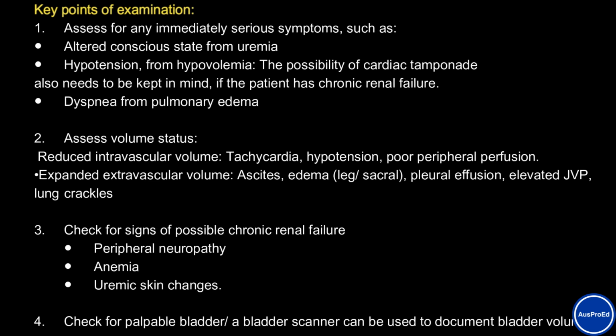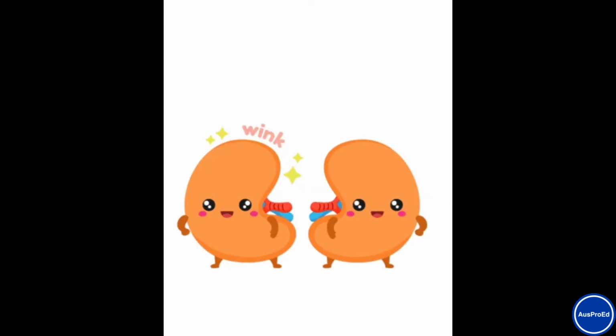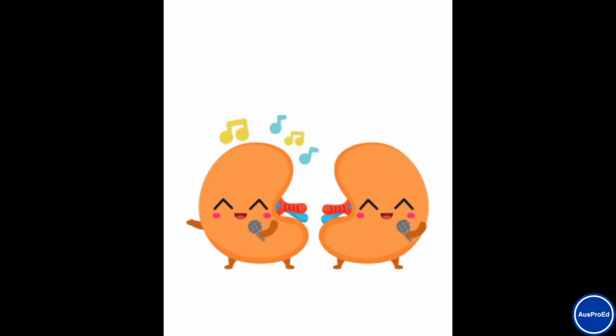And then look for the bladder, so check for a palpable bladder. In hospitals we've got bladder scanners, which we frequently use, so you can pick up the bladder scanner and use it to document the bladder volume. And finally, an IDC to establish the rate of urine output. So, acute versus chronic renal failure. It may be unclear on occasions whether it's acute, chronic, or acute on chronic.